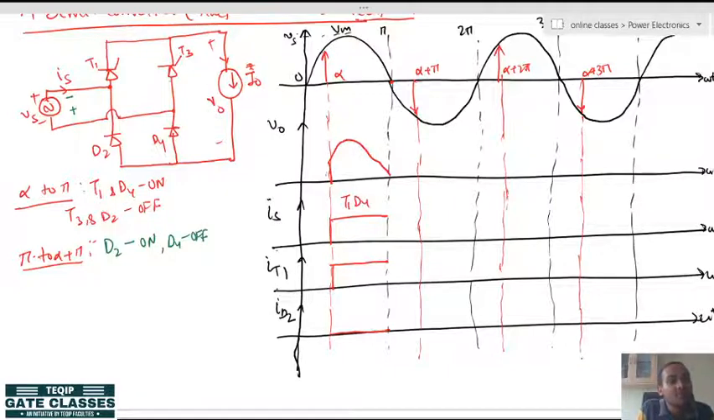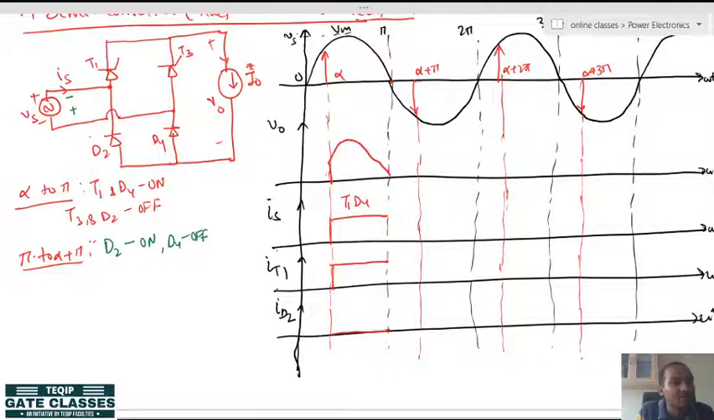So, what about T3? But T3 cannot be turned on until the alpha point comes, or until the firing pulse is given to T3. So, what is happening? Say diode D4 is off now, D2 is on now. So, this load current or inductor will keep this thyristor T1 forcefully on to conduct the continuous load current.